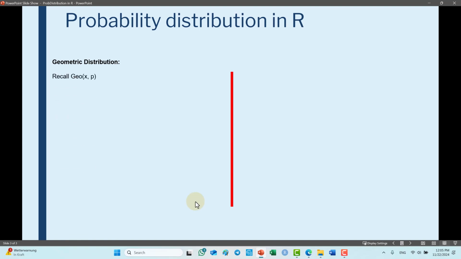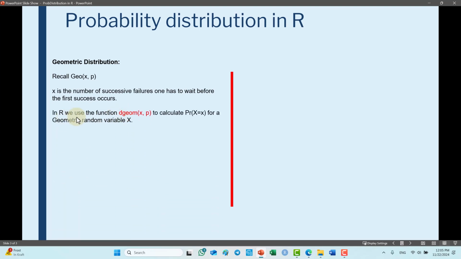The third probability distribution that we have studied is the geometric distribution, which has one parameter p, where x is the number of successive failures before one gets the first success. And in R, we use the function dgeom(x, p) to calculate the probability of X equals x for a geometric random variable X.